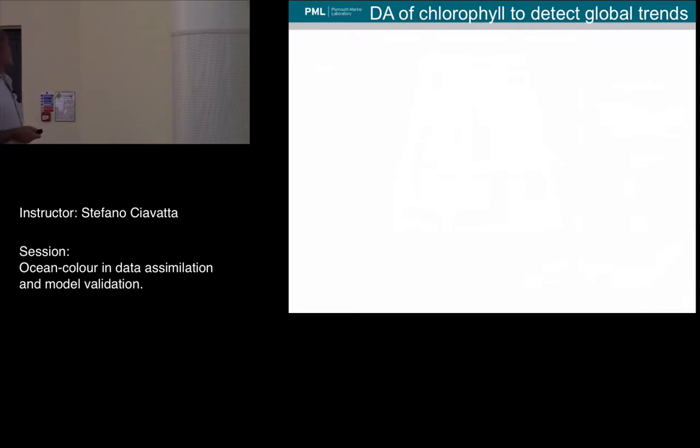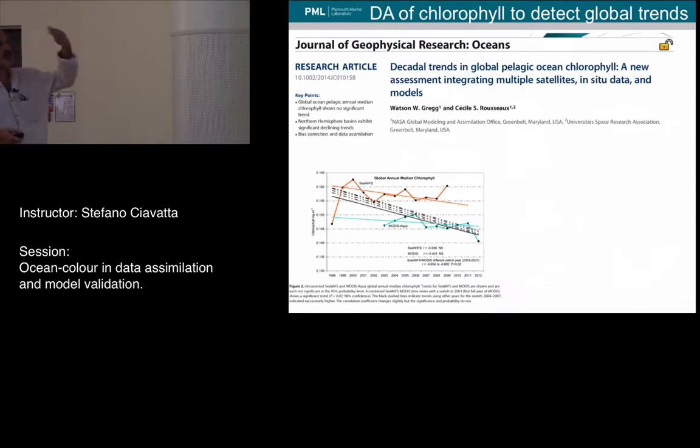Okay, data assimilation to detect global trends of chlorophyll. The starting point is this publication by Watson Gregg, who is a god in data assimilation of ocean color, who noticed that the SeaWiFS data average values on the global ocean and the MODIS had quite a little bit of mismatch. These are years. These are average values of concentration in the global ocean.